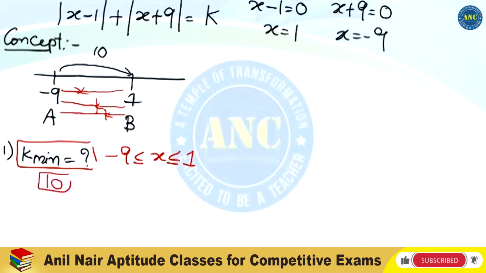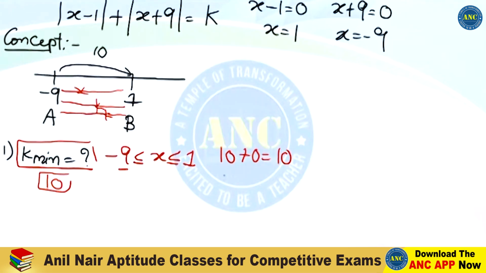Let us check it out. If I take minus 9, minus 9 minus 1 is mod of minus 10, which is 10. Minus 9 plus 9 is 0. 10 plus 0 is nothing but 10. Let me take minus 8. Minus 8 minus 1 is mod of minus 9, which is 9. Minus 8 plus 9 is 1. 9 plus 1 is nothing but 10. So the K minimum value will be 10.